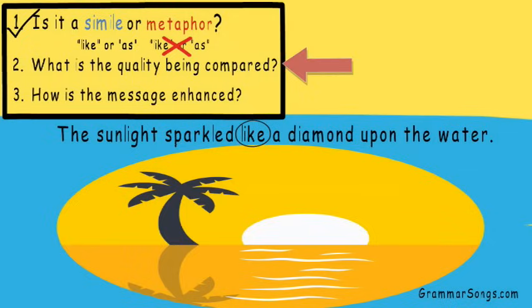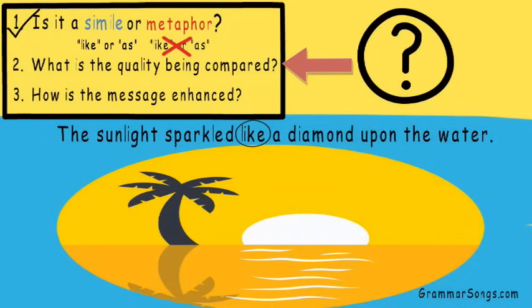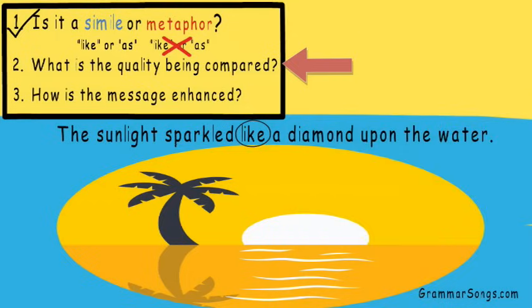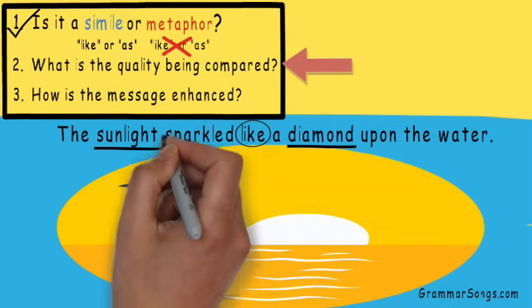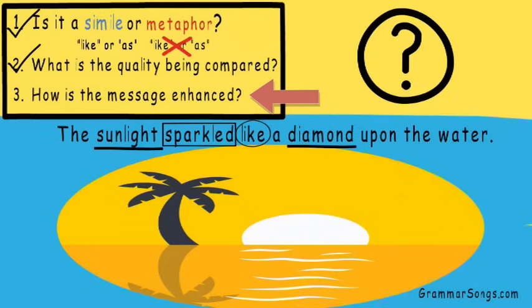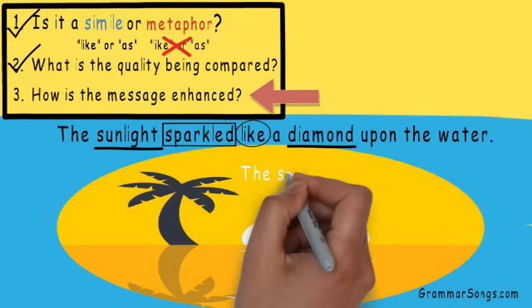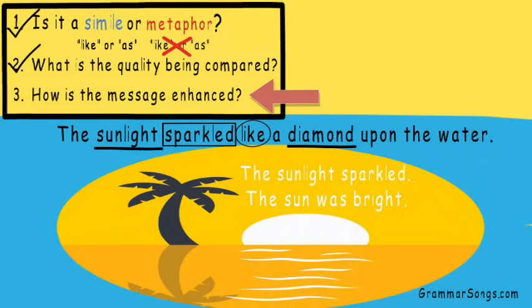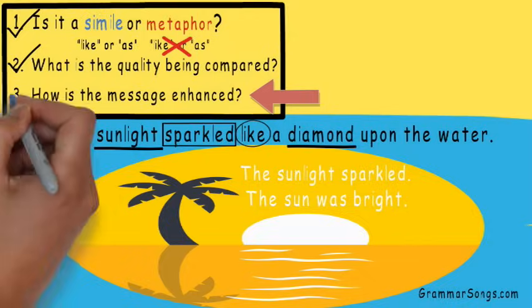Next, we need to note the quality being compared. Which two subjects is the author comparing in this simile? Well, the author is comparing the sunlight to a diamond. Both the sunlight and a diamond have the quality of sparkling. So, why would the author use this simile? How is the message enhanced? Well, without this simile, the author could simply write, "The sunlight sparkled," or "The sun was bright." Using a simile encourages the reader to envision the quality of the sun. By comparing the sun to a diamond, the author stimulates imagination, painting a more vivid picture for the reader.